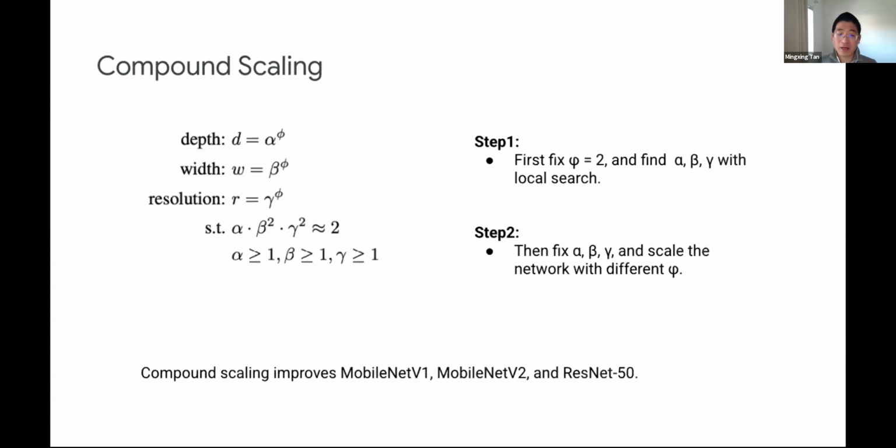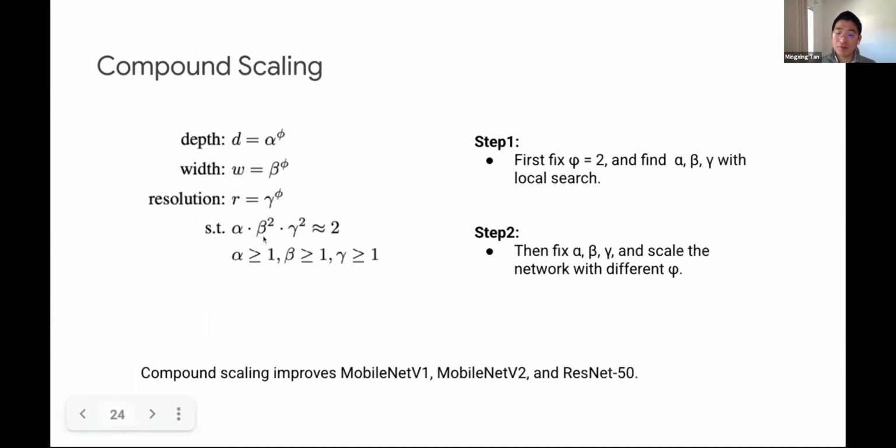And we find there is actually an inherent correlation between those different dimensions. We reformulate this scaling problem using 4 additional parameters, alpha, beta, gamma, and phi. We constrain alpha, beta, gamma in this way, such that after you scale, regardless of the value of alpha, beta, gamma, your model size will only depend on the single factor phi, because their product is a constant too. So your total compute after you scale will be 2 to the phi.